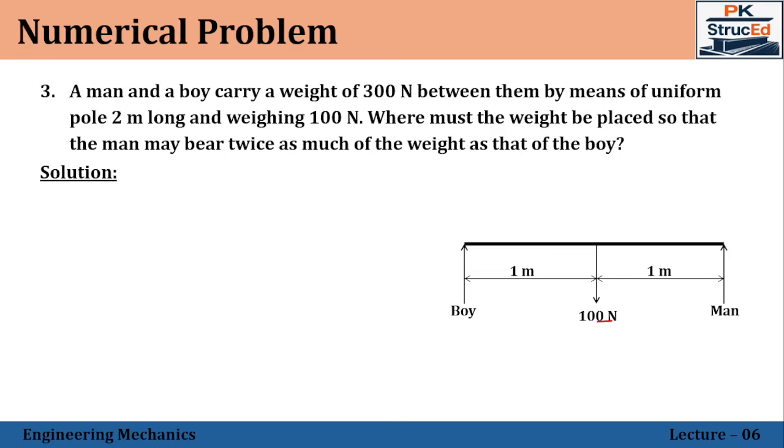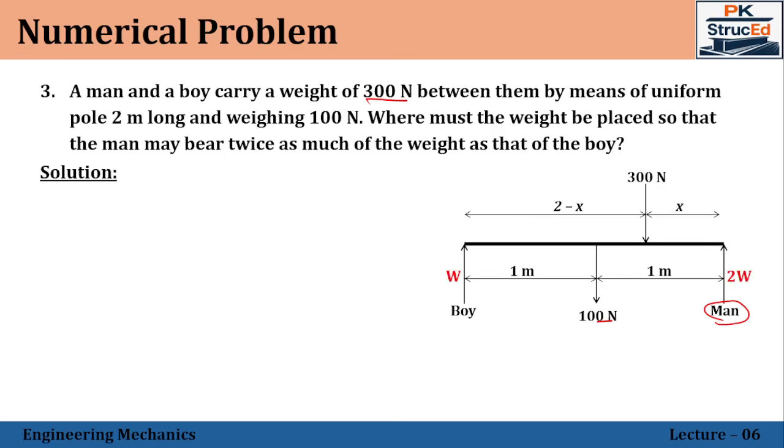So the question is, where must the 300 Newton weight be placed so that the man may bear twice as much weight as the boy? In that case, we need to place this 300 Newton weight nearer to the man, so that the man carries a higher weight compared to the boy. So I'm assuming the weight is placed somewhere here near the man. Let the distance be x from the man, so the distance from the boy will be 2 minus x, since the total is 2 meters.